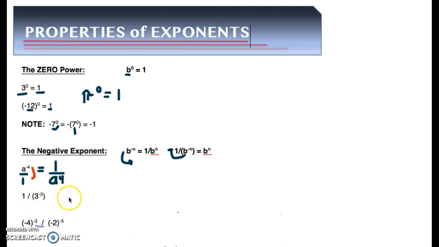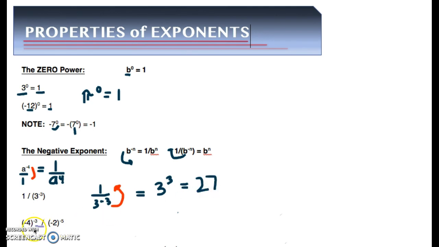Okay, let's look at this one. I have 1 divided by 3 to the negative 3. In this example, I have the negative exponent in the denominator. So again, it's shouting, move me, I'm a negative exponent. So he's now going to say, all right, I don't want to be in the denominator, put me in the numerator. So once I'm in the numerator, my exponent becomes positive. 3 to the 3rd power is a positive 27.